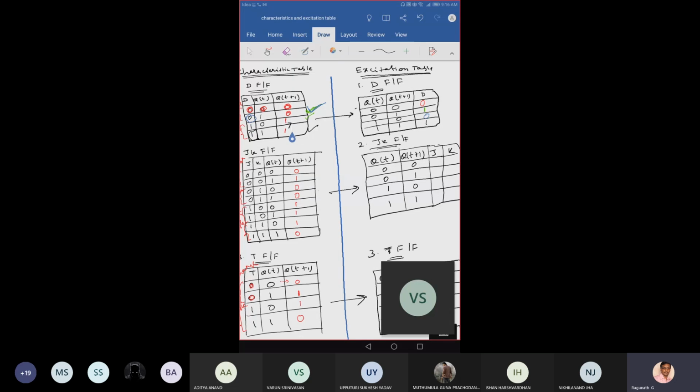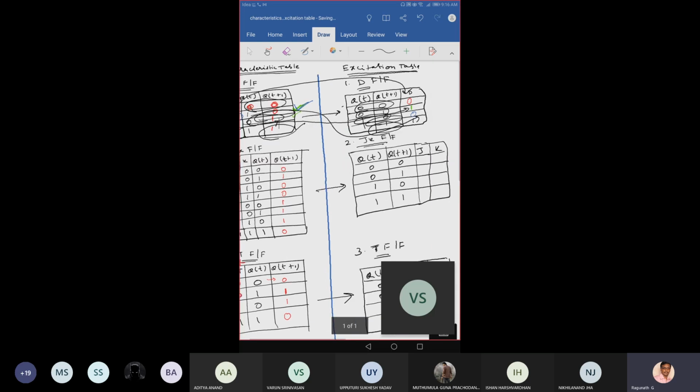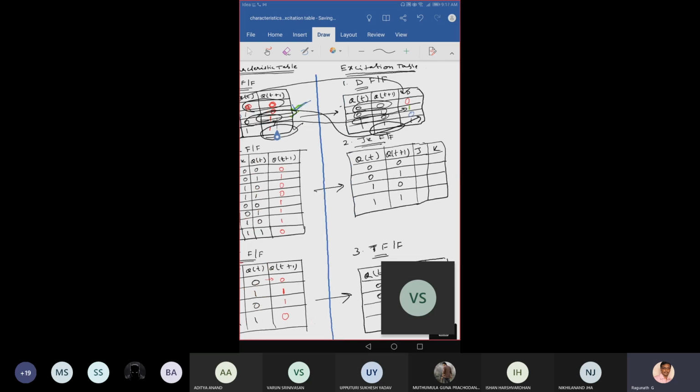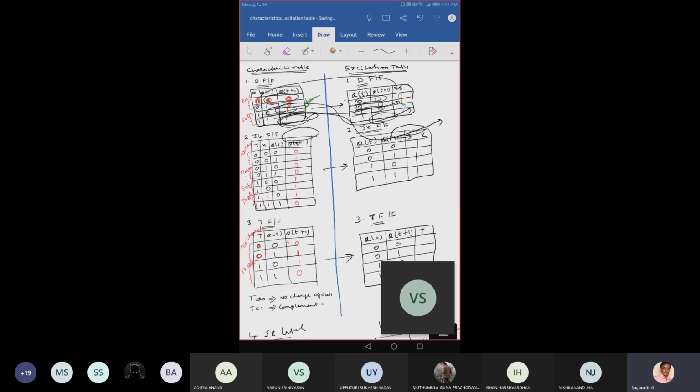So what you have to do is refer to the characteristic table and pick the corresponding value. Here you have 0 0, and this value you should copy here. And 0 1 is here, and this one should come here. This is 1 0, and this 0 comes here. And this is 1 1, and this one should come here. Any doubts in this? How to fill the excitation table?